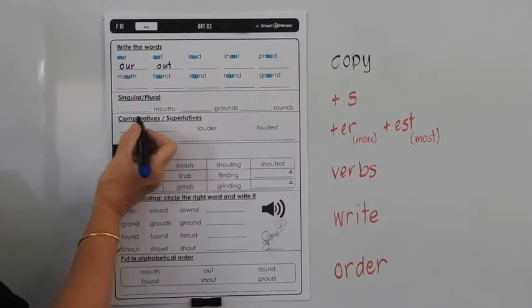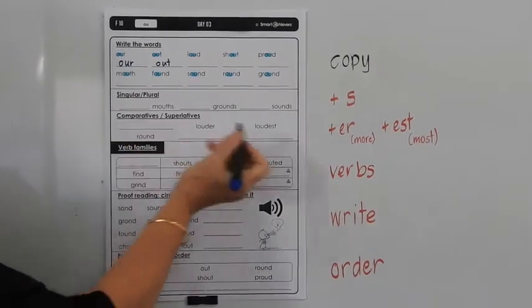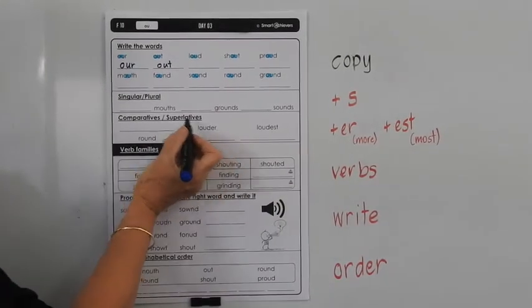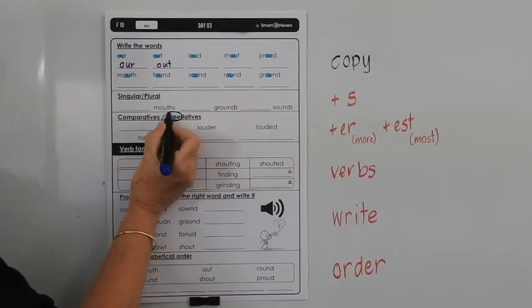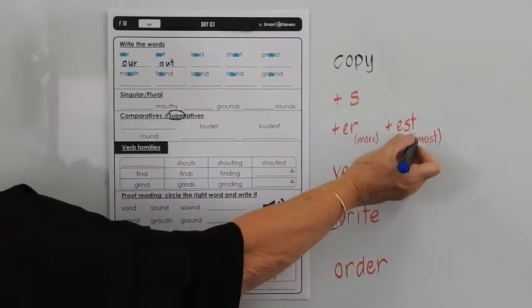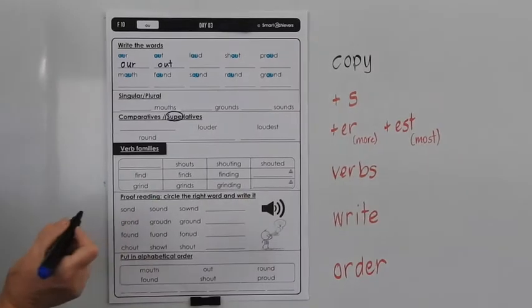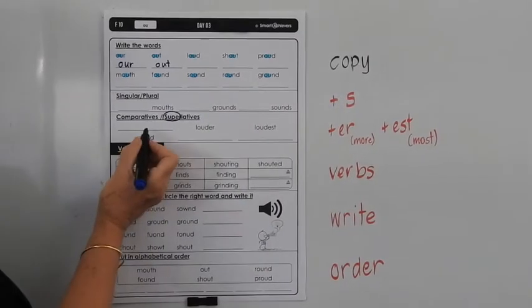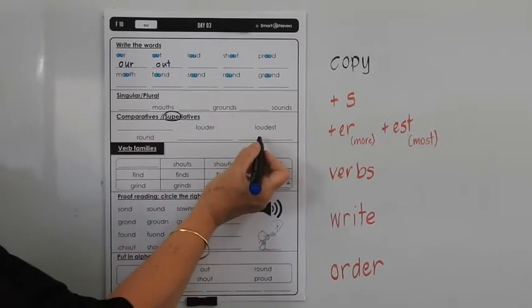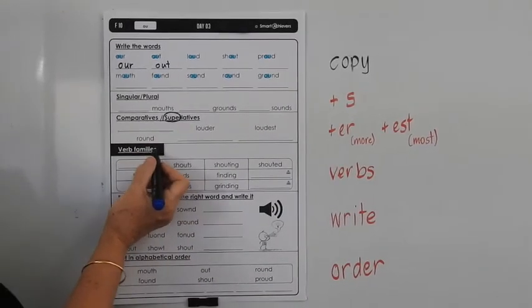Comparatives and superlatives. When we're talking about comparatives, we mean more of something and we add ER to the end of a word. If it's a superlative, it's a super group of things. It's the most of many things. So we usually add EST to the end of the word. So we'd have loud, louder, loudest. Round, rounder, roundest.